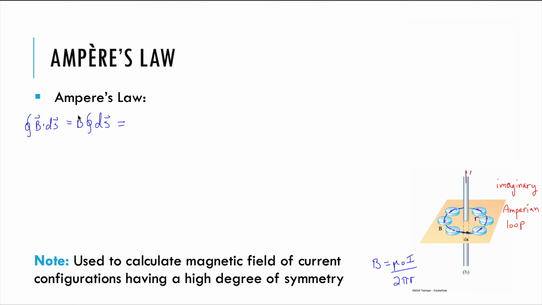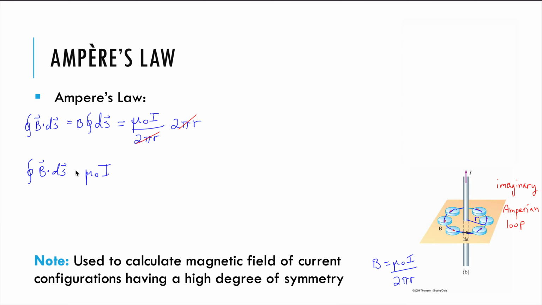But we also said that B is mu naught I over 2 pi r. So we're saying that our circle here does have a radius r. So this is B, and then the integral is 2 pi r. It turns out that the 2 pi r's cancel out. And we're left with this big result, which is Ampere's law, which is that the line integral of B dot ds is equal to mu naught I.